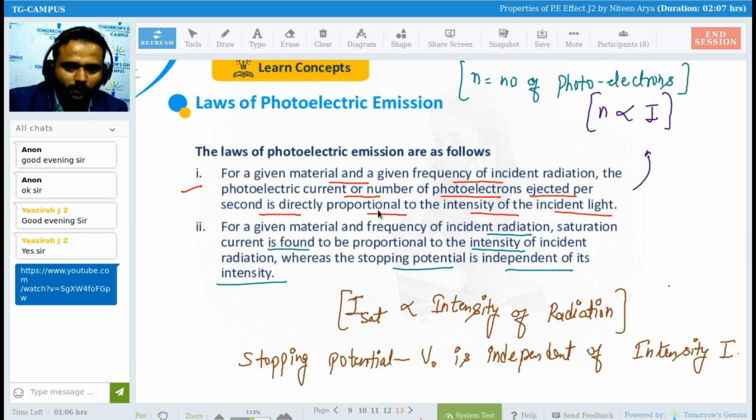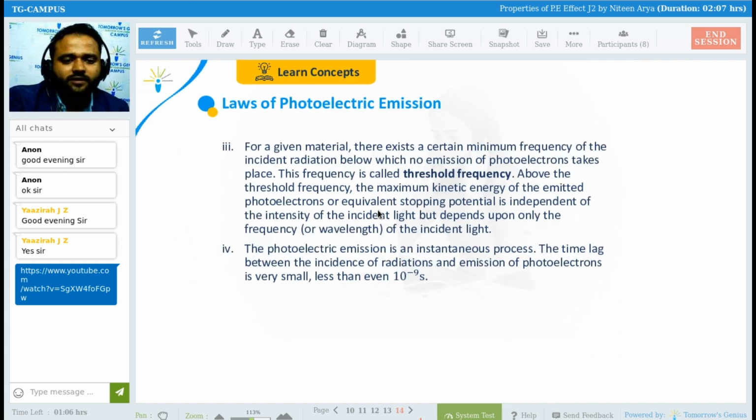Okay, after that, in the same way we have other points. Let's discuss all of these also. So the third thing: for a given material there exists a certain minimum frequency of the incident radiation below which no emission of photoelectron takes place. This frequency is called the threshold frequency. So what we know is f naught, basically the minimum or threshold frequency.